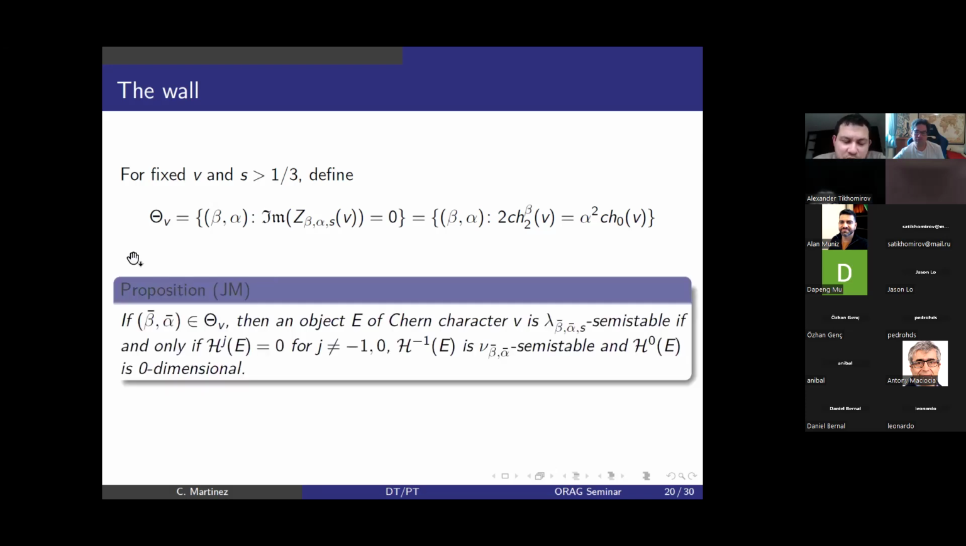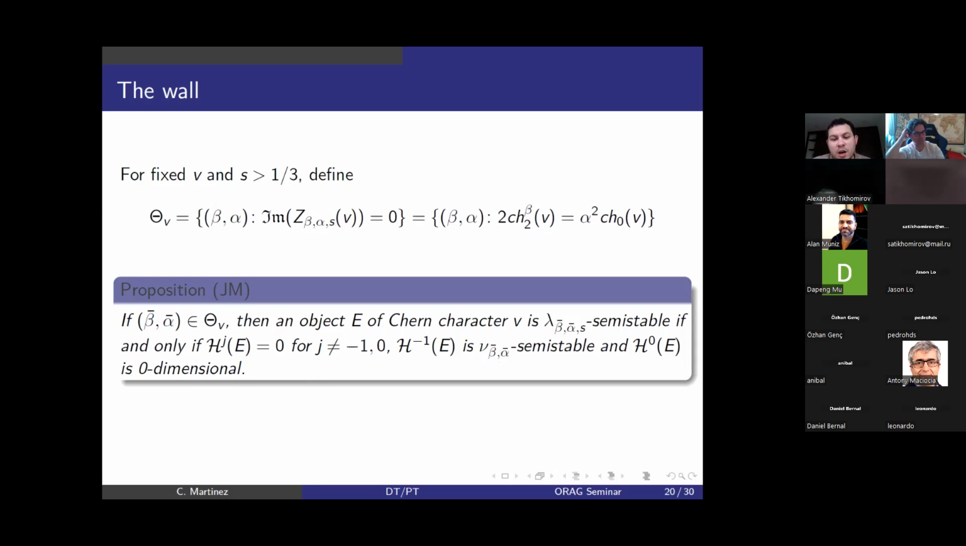And then we have this proposition, and this is what motivates us to see how to look at this curve. It's a proposition in the paper by Marcos and Antony. It says, if you take a beta bar, alpha bar over this curve, then an object of Chern character V is Bridgeland semi-stable if and only if it's a complex that has only two cohomologies in degrees -1 and 0, where the zero cohomology is a zero-dimensional sheaf, and the -1 cohomology is actually tilde semi-stable.